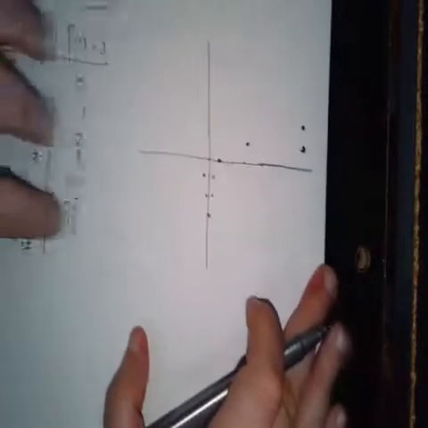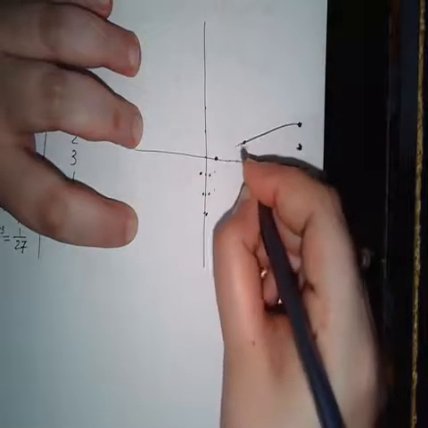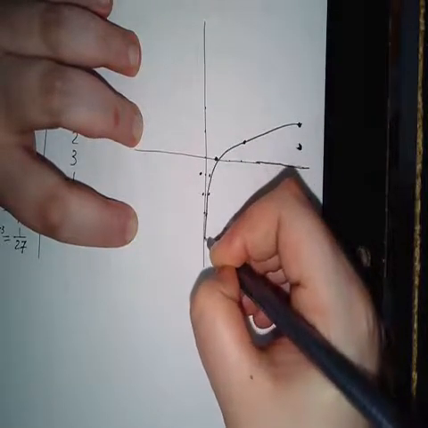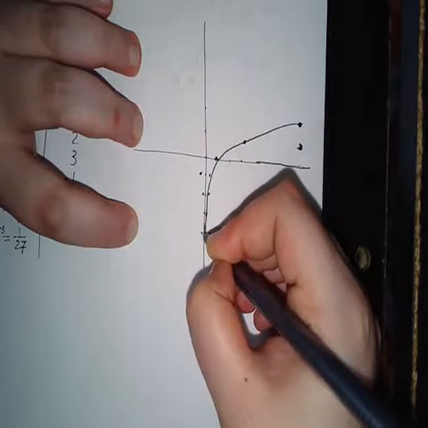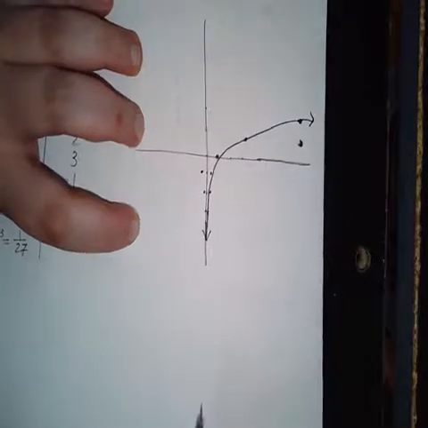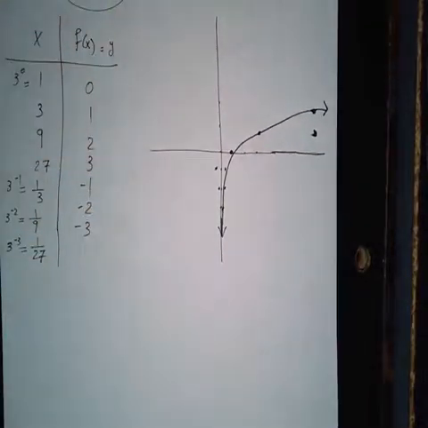So the function looks a little like this. And it's getting closer and closer and closer, but never actually touching it. Going to infinity in that direction, going to infinity in this direction. This is your log function. Alright?